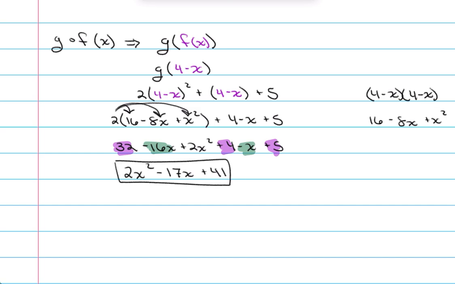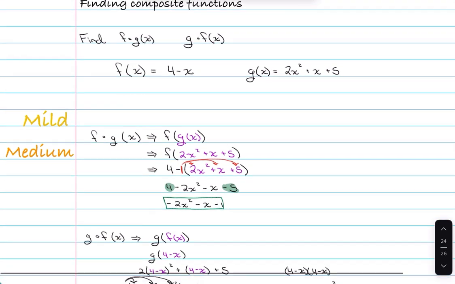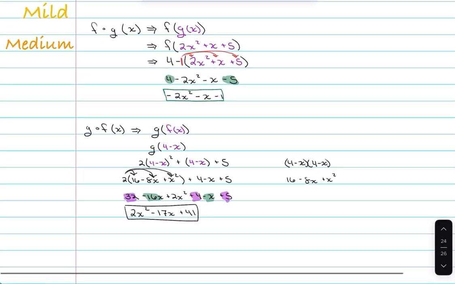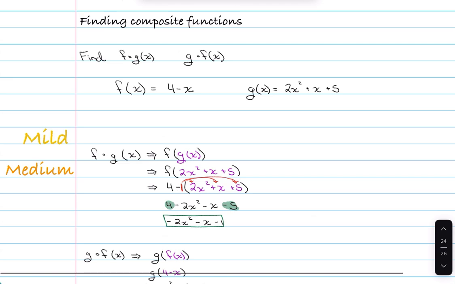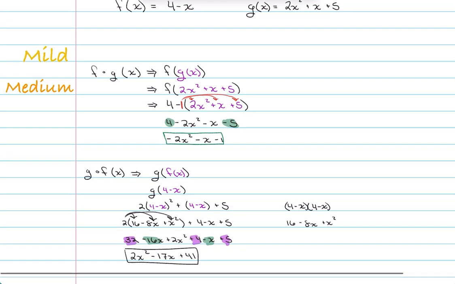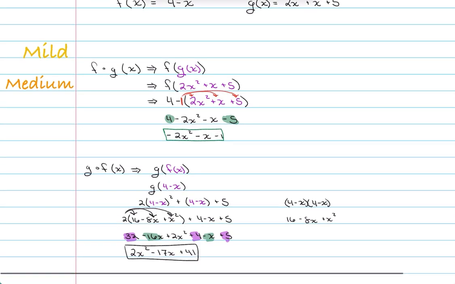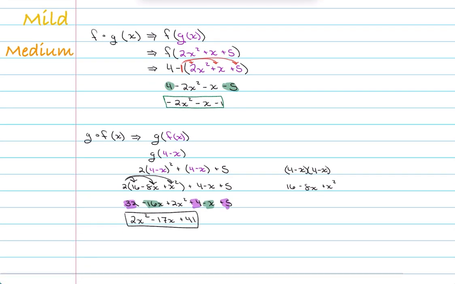Okay, that's it pretty much for composite functions. If you end up having a number here instead of an x, all you're going to want to do is find your composite function like we did here, and then you can plug in your value for x. Anything more complicated than that always starts here. You're going to plug whatever the second function is into the first function.